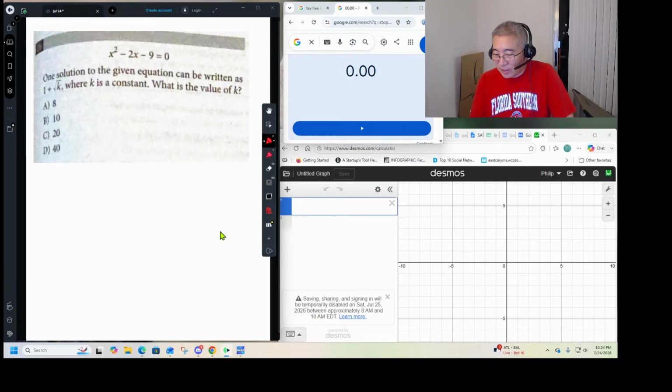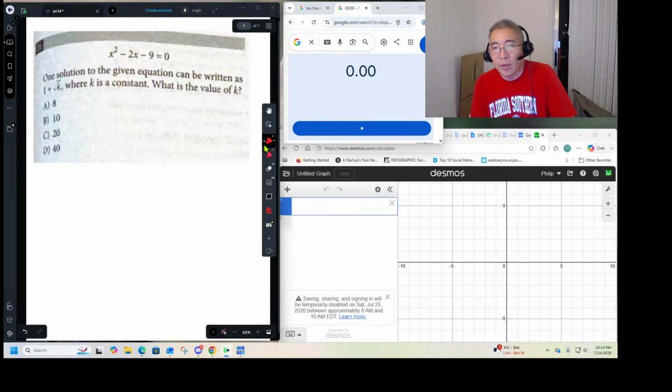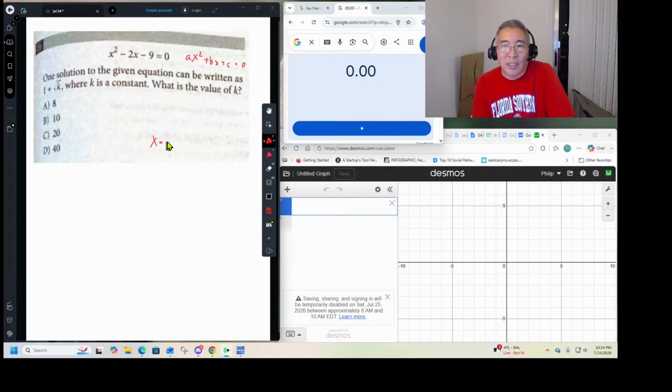When you see this, you might think about doing it with algebra. If you do, remember that the solutions to ax squared plus bx plus c equals 0 are given as x equals negative b plus or minus the square root of b squared minus 4ac all over 2a, right? So let's do it with algebra first, and then I'll show you how to do it with Desmos, and I will time myself, okay?